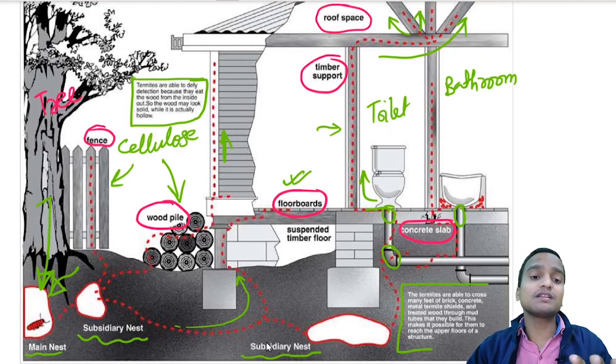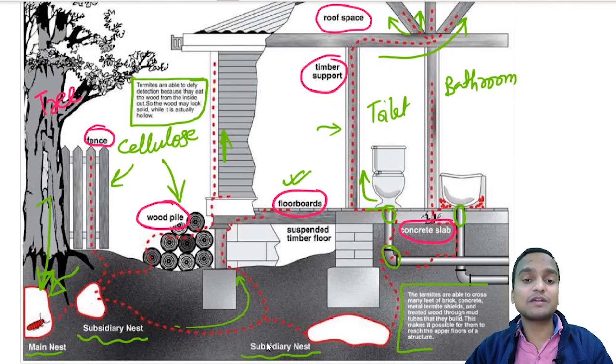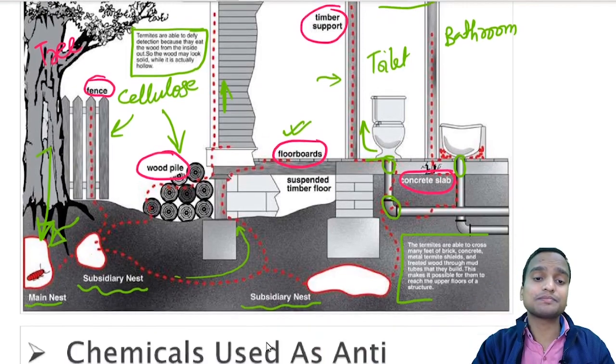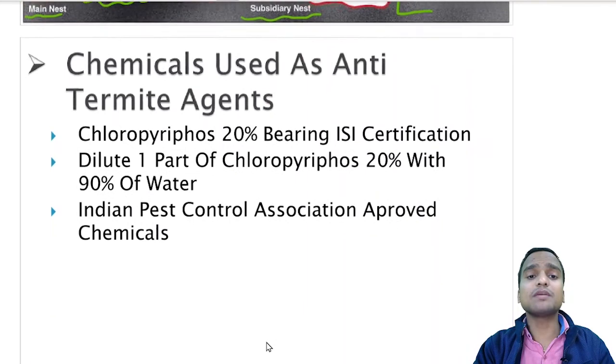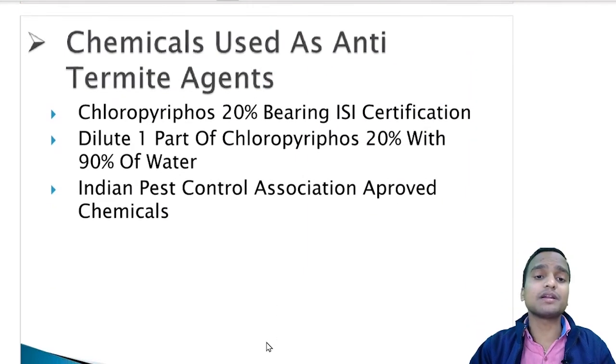So in this building we can understand how the termites have attacked through the nests, and they start moving through cracks or the expansion joints that we provide in buildings, or the traps, vents, cable ducts, and different access points. Okay. Now what are the chemicals that are used as anti-termite agents?